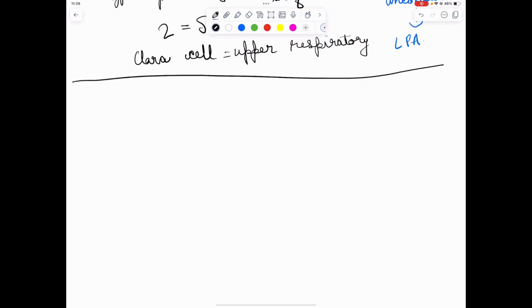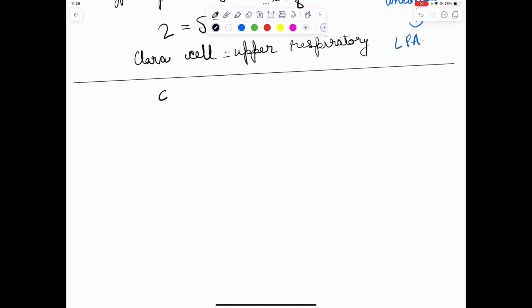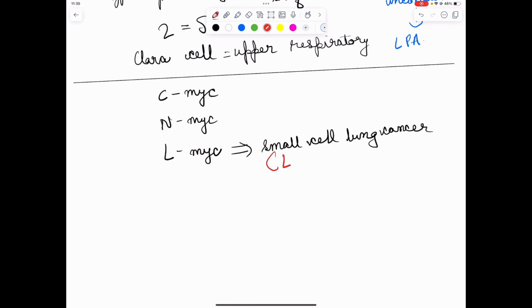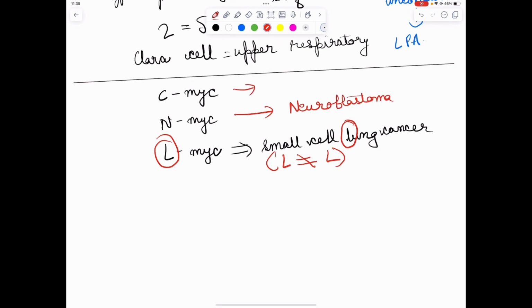Now one thing more, that we study CMIC, NMIC, LMIC. Remember that LMIC is for small cell lung cancer. That is, here L does not stand for large, adenocarcinoma or large cell carcinoma, but here L is analogous to lung carcinoma. NMIC is for neuroblastoma and CMIC is for B and C, Burkitt's.